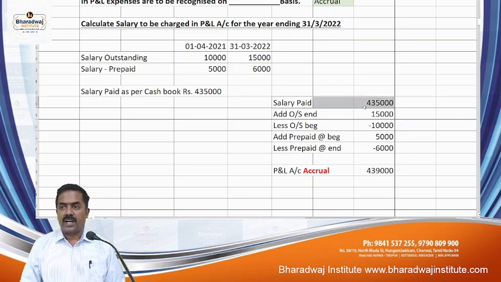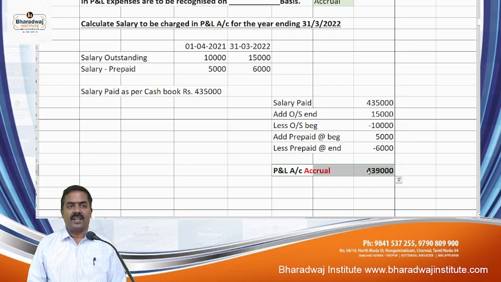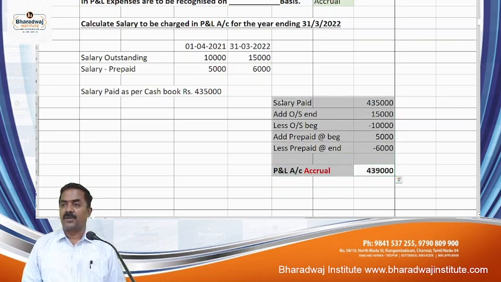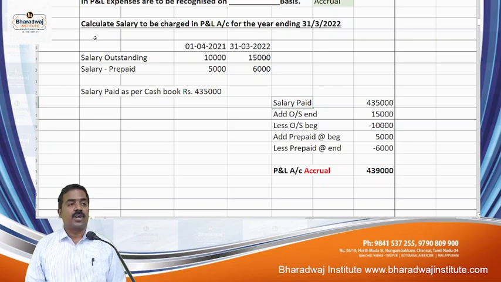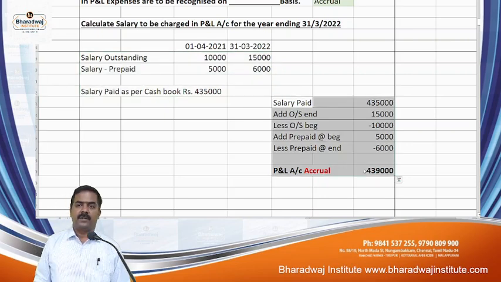Okay, they give you salary paid, they ask you to find out what? Amount to be charged in which account? P&L account. In the exam, sometimes they will give you this. What they will give? 4,39,000 they will give. They will ask you to go reverse and find out what is paid also. What we have done is a normal question. What is a normal question? They give outstanding at the beginning and at the end, prepaid at the beginning at the end. They give you cash payment made. They ask you to find out how much is charged in the P&L account.